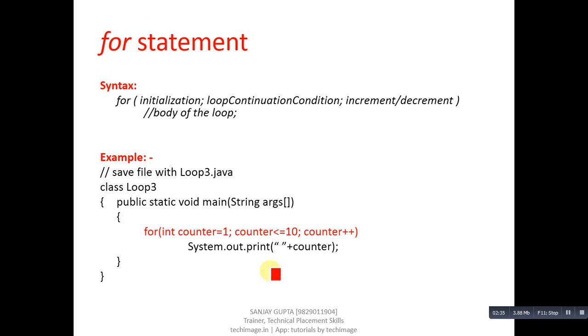Then counter will print its value, then again counter++ will be executed. So this loop will repeat 10 times, and natural numbers from 1 to 10 will be printed on the console with the help of this for loop. The benefit of the for loop is that we can mention initialization, termination condition, and increment or decrement operation in one line, which is available with the for keyword.